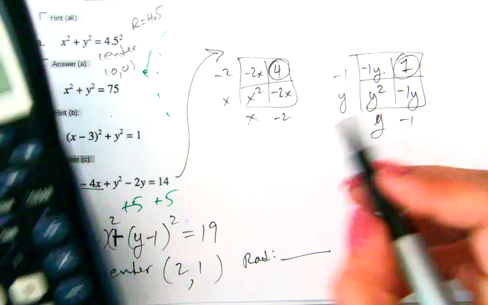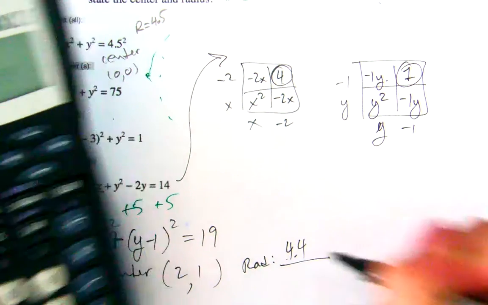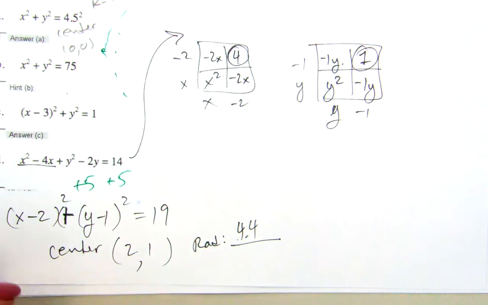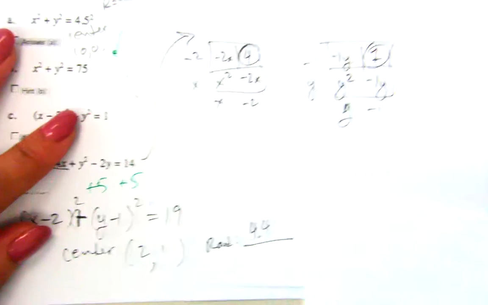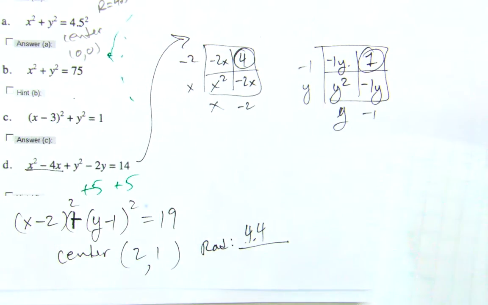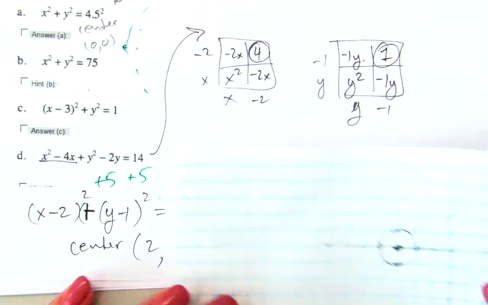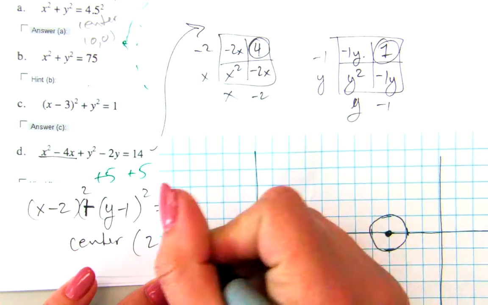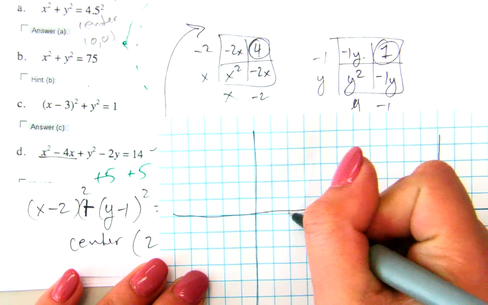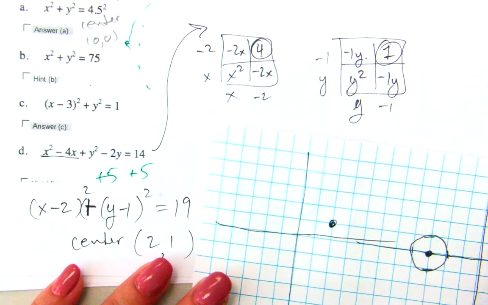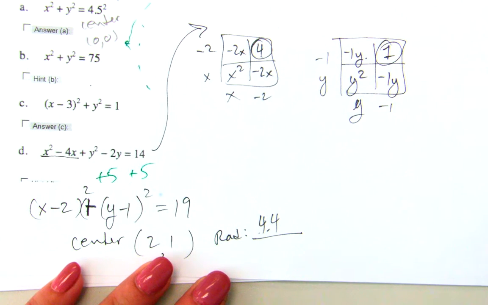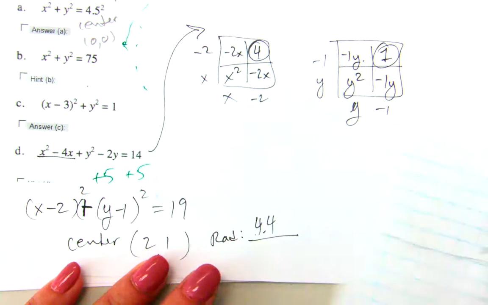4.4. Well, I'm going to round to 4.4. Okay, so on a graph, what does this look like? So the center is at 2 and 1. There's a center, you're going 4.4 out. That's a really horrible radius. Yeah, I guess so. Okay, so 4.4 out.